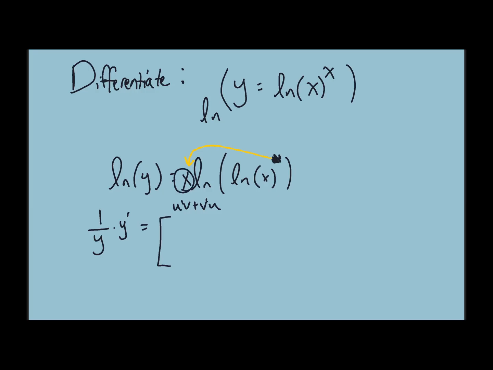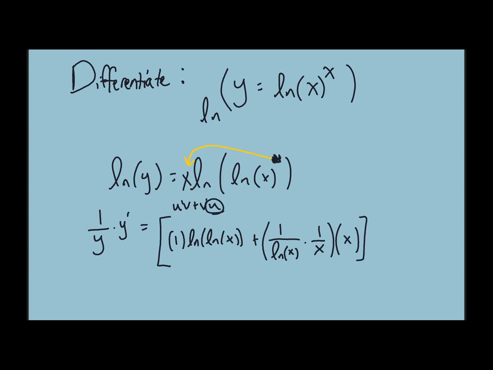Well, what's u? That's this x, right? So u prime is 1, and v is this ridiculous looking natural log of a natural log, plus v prime. Now we're getting into some harder stuff here, right? Because the outside function would be 1 over, and then the input would be ln of x, times the derivative of the inside, which again is going to be 1 over x. Yeah, derivative of this natural log. I think that's accurate. And then we have the x function here. V prime u goes at the end there.